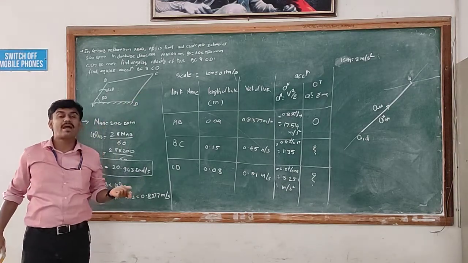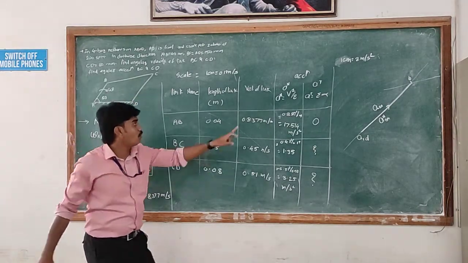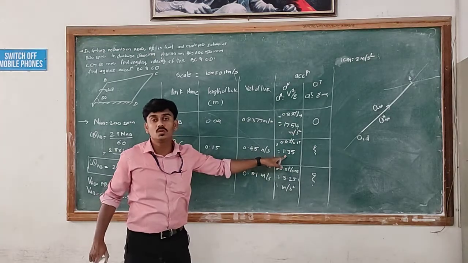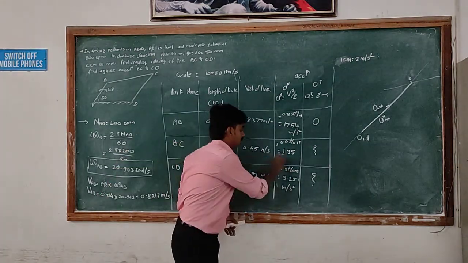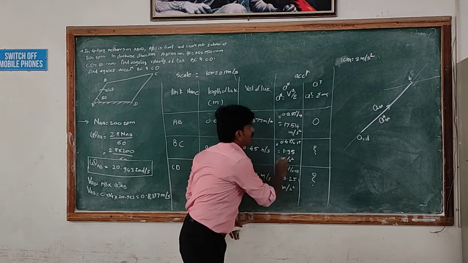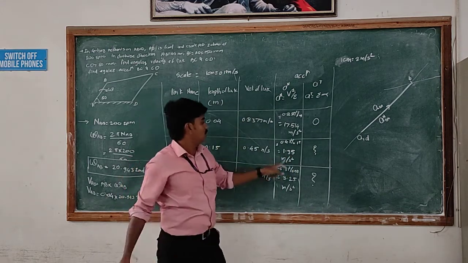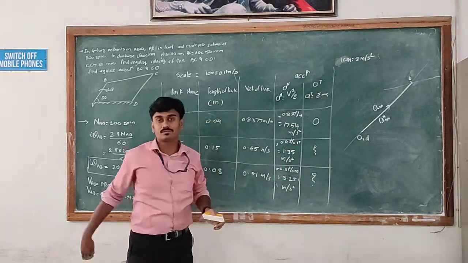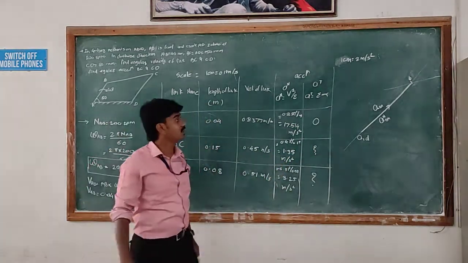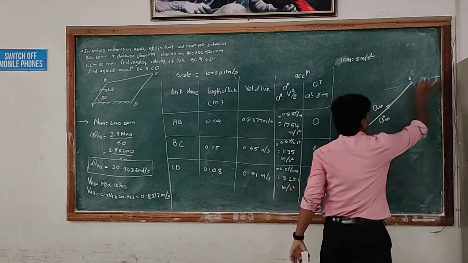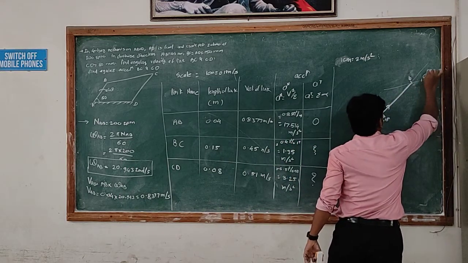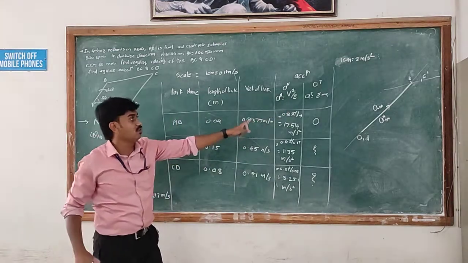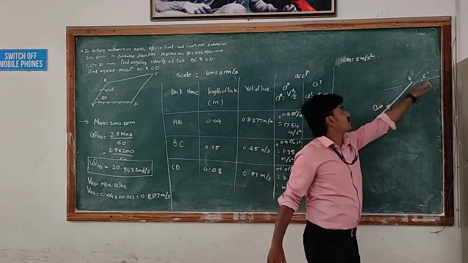Okay, and what is the magnitude? The magnitude of the normal component of acceleration is 1.35 meter per second square. Okay, so convert this into scale. It becomes about 0.7 centimeter. So from here mark this as a point C dash, as we draw the normal component of acceleration.